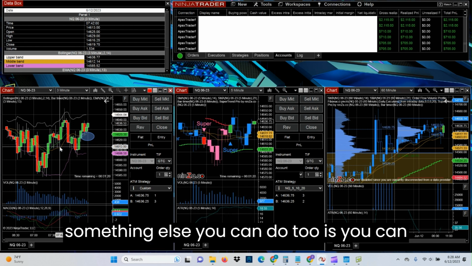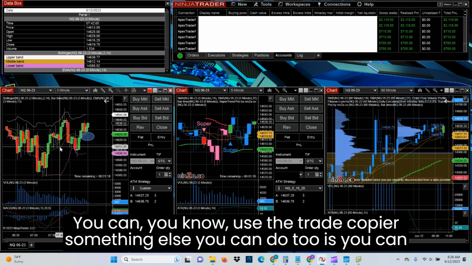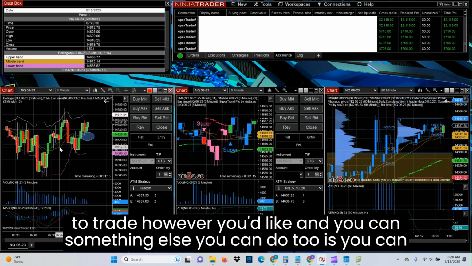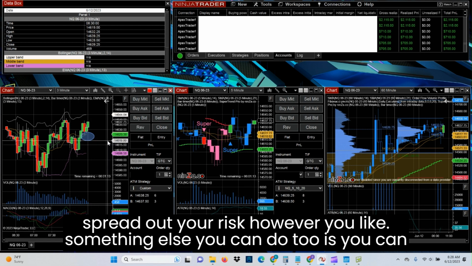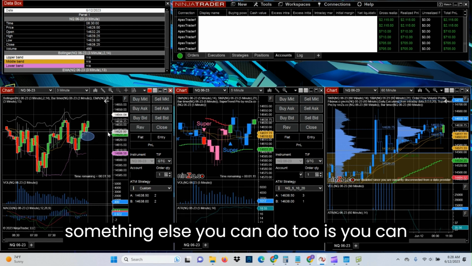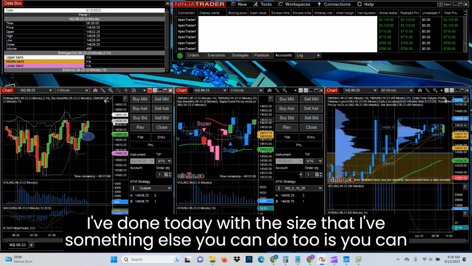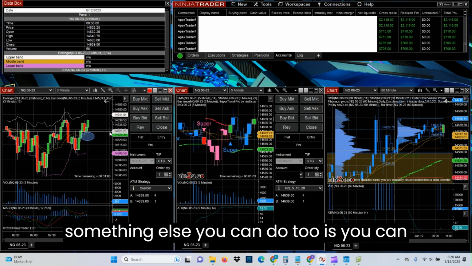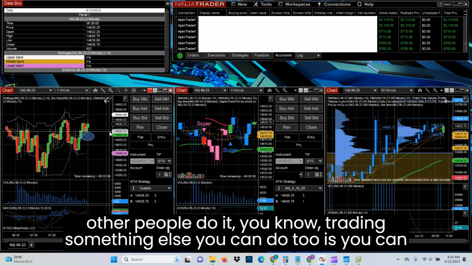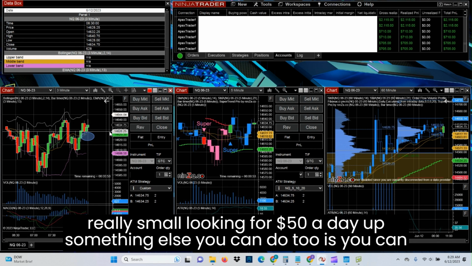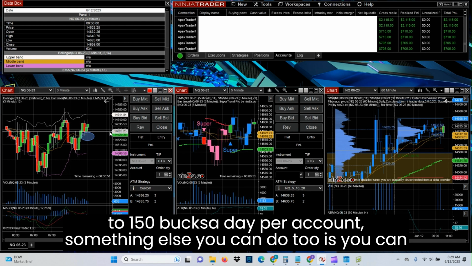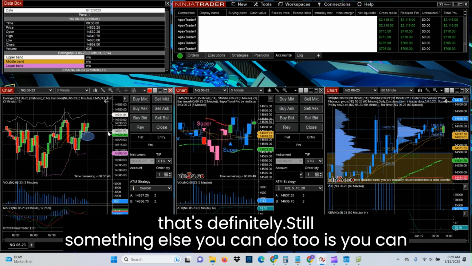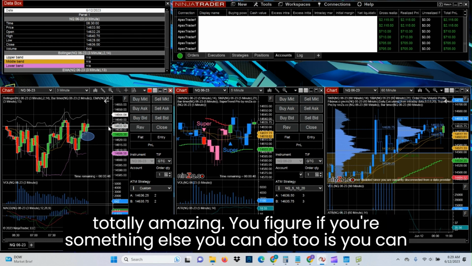Regardless, you can use the trade copier to trade however you like, and you can spread out your risk however you like. So whether you're looking to take trades similar to what I've done today with the size that I've done, this is the P&L you could be working with. But the other way that some other people do it, trading really small, is looking for $50 a day up to $150 a day per account. That's definitely still totally amazing.